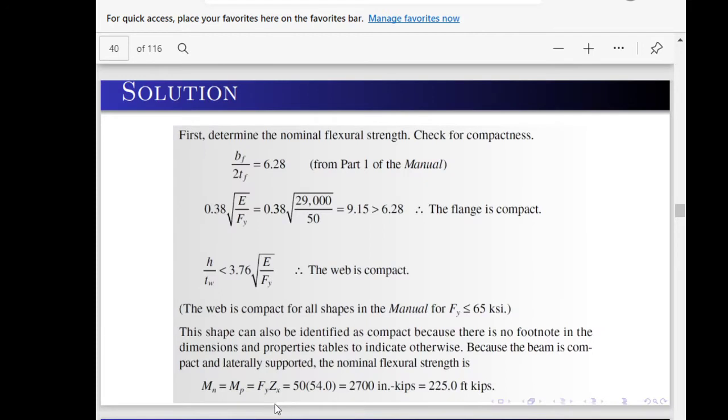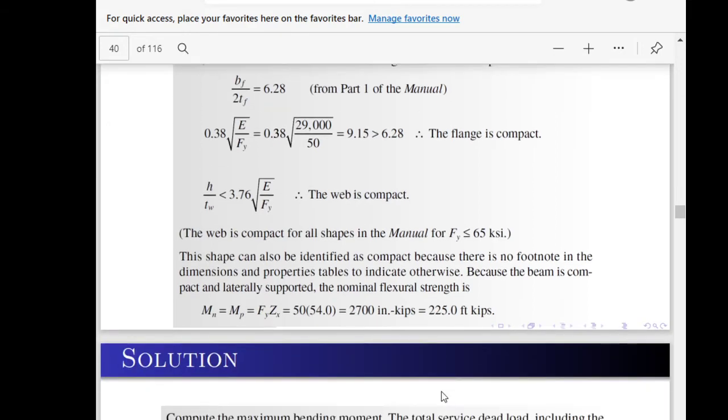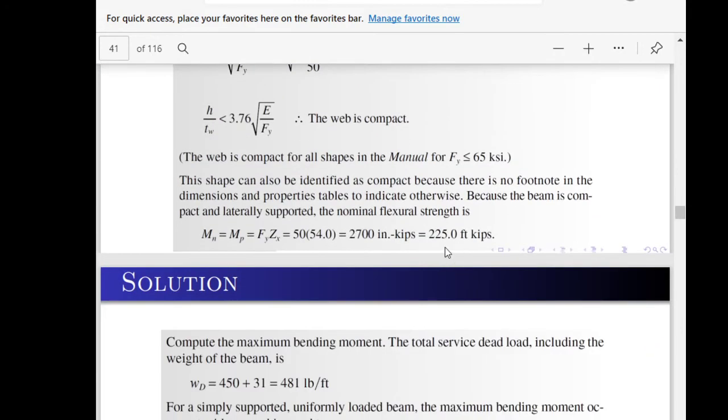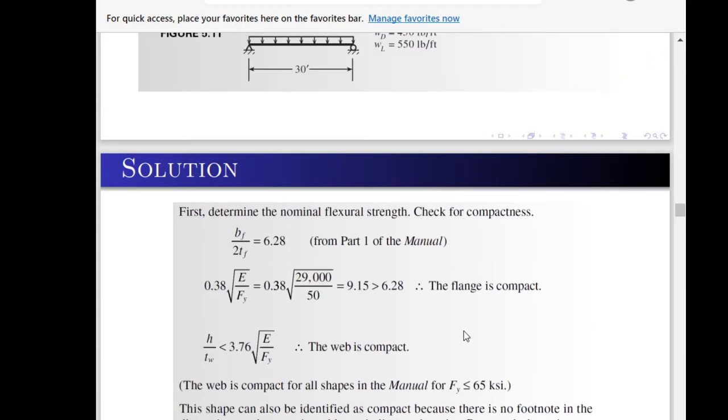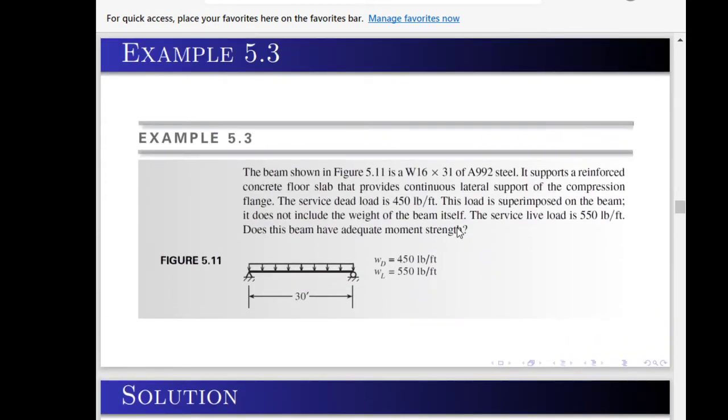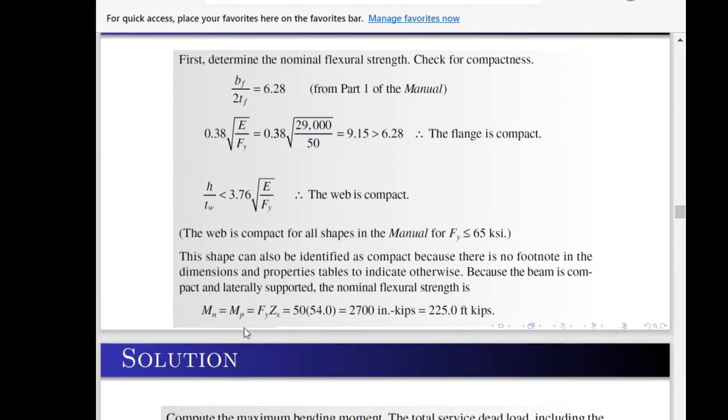So the steel is A992, so Fy is 50 ksi times 54. The value for the nominal strength, the nominal moment, is 225 foot-kips. This is the plastic moment. Since this is the design strength, the allowable strength for the moment, your applied loads should not be greater than this plastic moment or nominal moment.